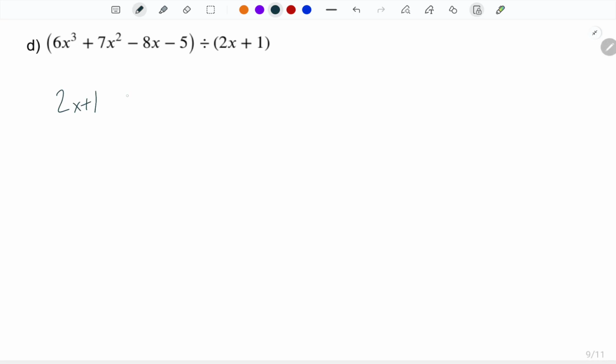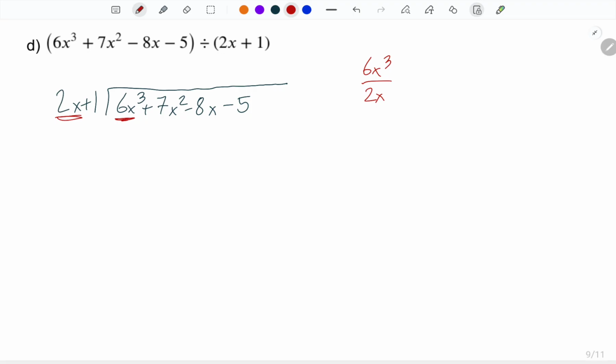All right, let's do this one. 6x cubed plus 7x squared minus 8x minus 5 divided by 2x plus 1. Okay, so what do we want to do? Take that lead term and divide it by the lead term that you're dividing by. So 2x is dividing into 6x cubed. That's going to leave you with 3x squared. So I'm going to write that above the x squared column.